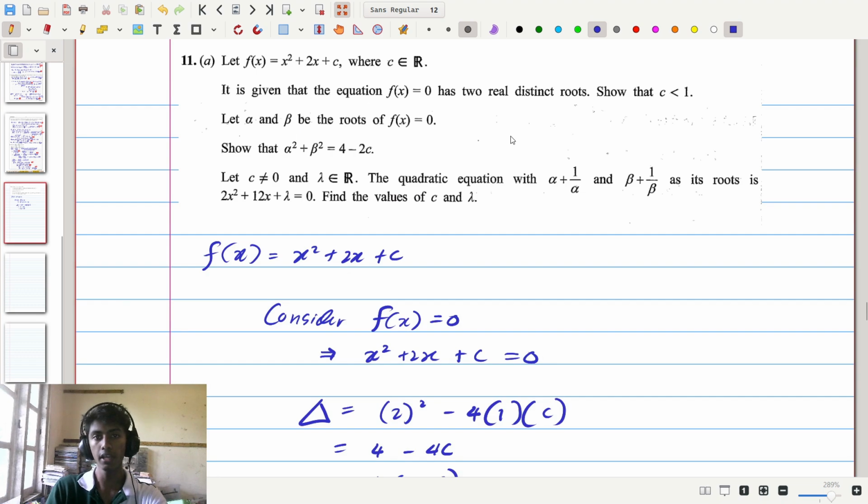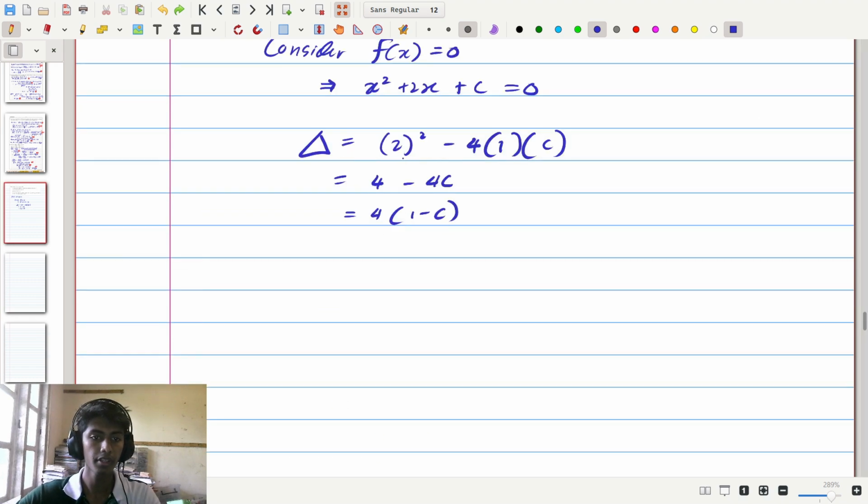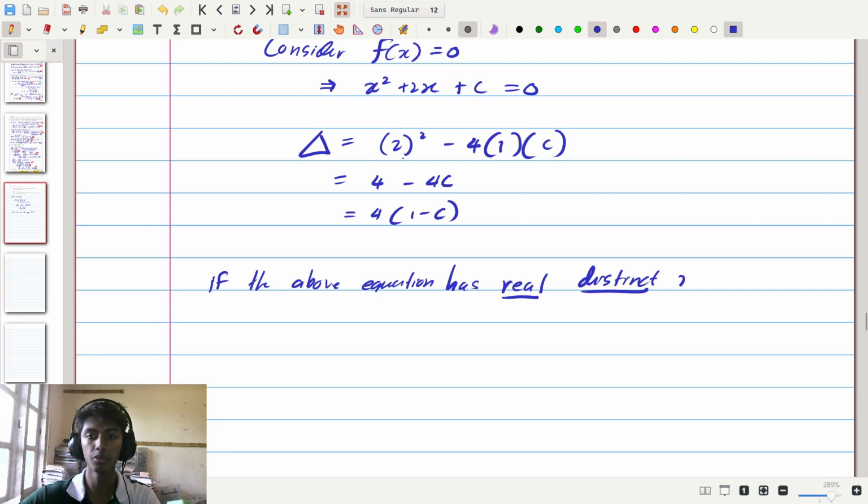Here, we are told that this equation has two real distinct roots. Now if the roots are real, it means that delta is greater than or equal to 0. And if they are also distinct, as we discussed in our lesson on quadratic equations, we know that delta must definitely be greater than 0. Because if delta is equal to 0, then our roots are real, but they are both the same exact root. So therefore we can say, if the above equation has real distinct roots, then delta is going to be greater than 0. Since if delta is equal to 0, we'd have real roots, but we wouldn't have distinct roots.